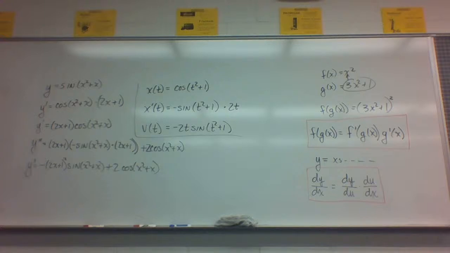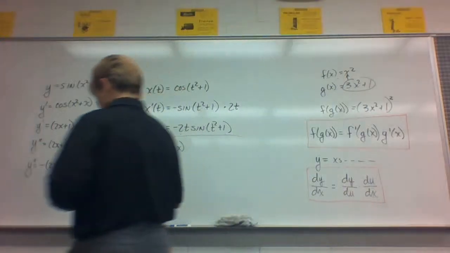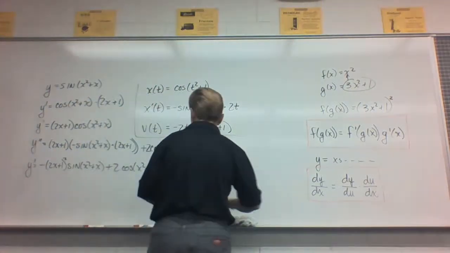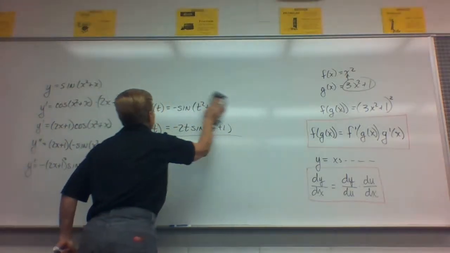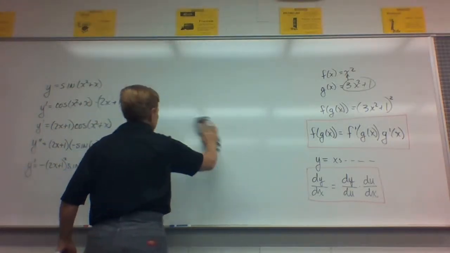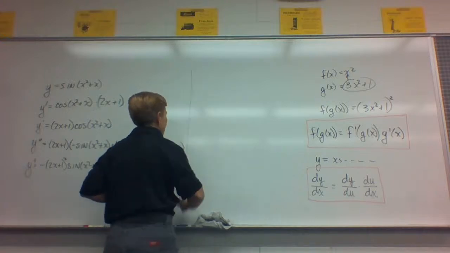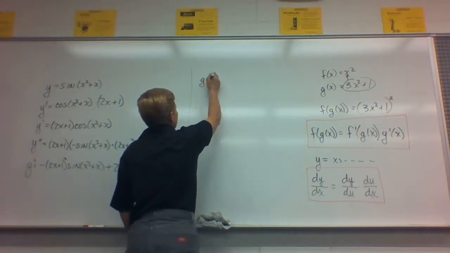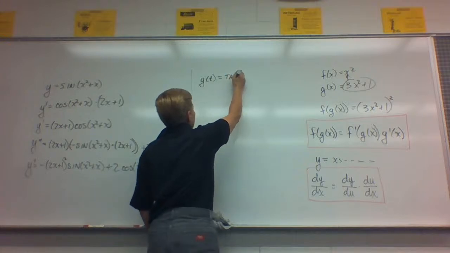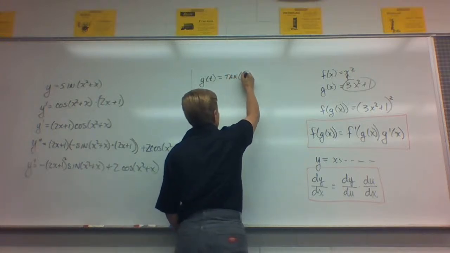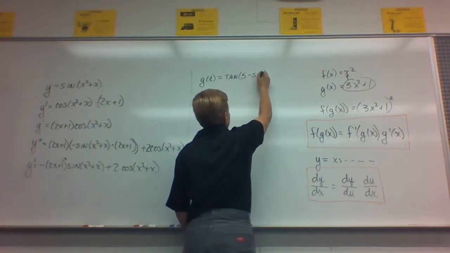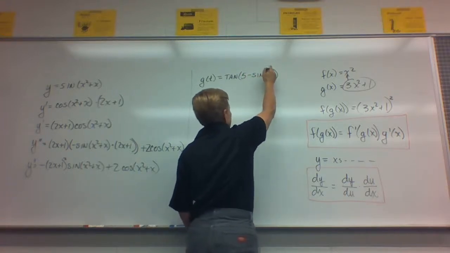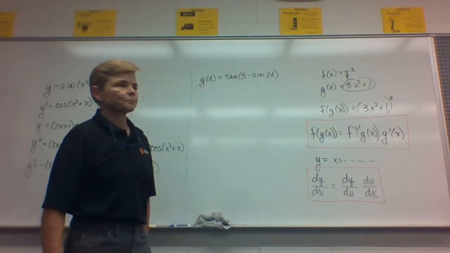Now let's take a look at example 5, because now we're going to do a 3-link chain. Everything we've done so far has been a 2-link. Can somebody please read me the function we got to derive? G of t equals the tangent of 5 minus sine of 2t. I assume that the 2t belongs to the entire sine, right? Yeah.